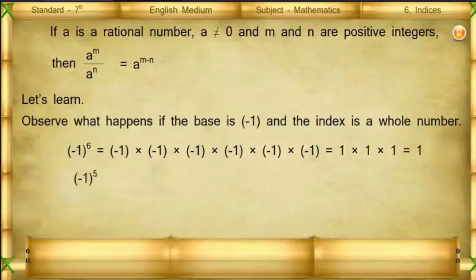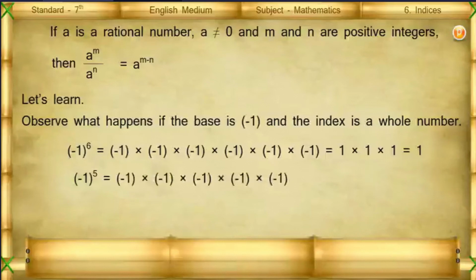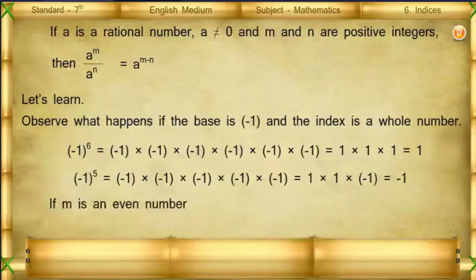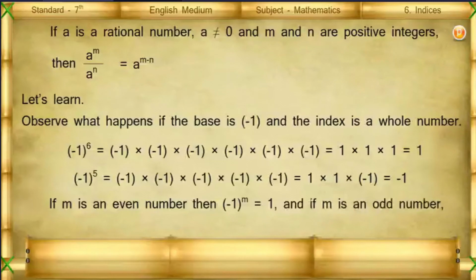Minus 1 raised to 5 is equal to minus 1 into minus 1 into minus 1 into minus 1 into minus 1, which is equal to 1 into 1 into minus 1, which is equal to minus 1. If m is an even number, then minus 1 raised to m is equal to 1. And if m is an odd number, then minus 1 raised to m is equal to minus 1.